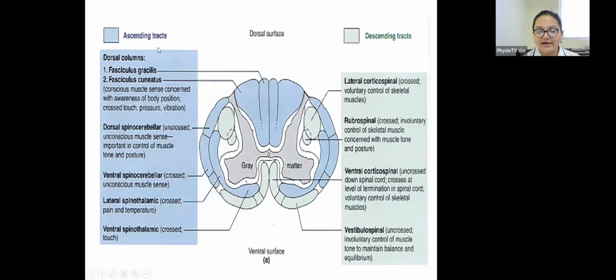So which are the ascending tracts? These are the dorsal columns, which are fasciculus gracilis and fasciculus cuneatus, dorsal spinocerebellar tract, ventral spinocerebellar tract, lateral spinothalamic, and ventral spinothalamic tract. And descending tracts are concerned with motor function. They are the lateral corticospinal tract, this green color, rubrospinal tract, ventral corticospinal tract, and vestibulospinal tract.